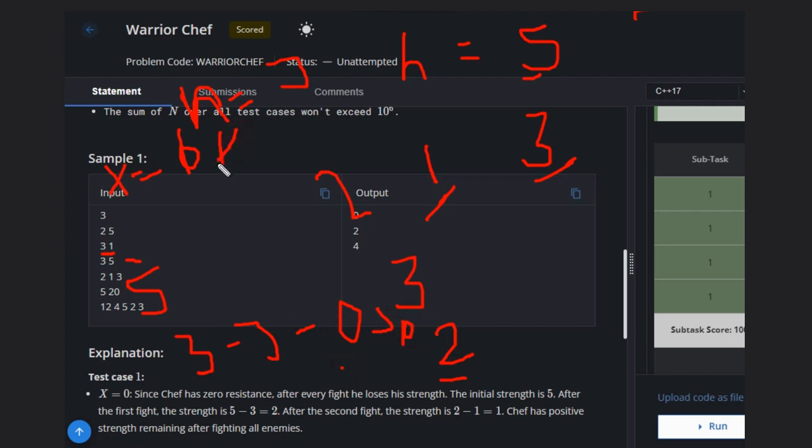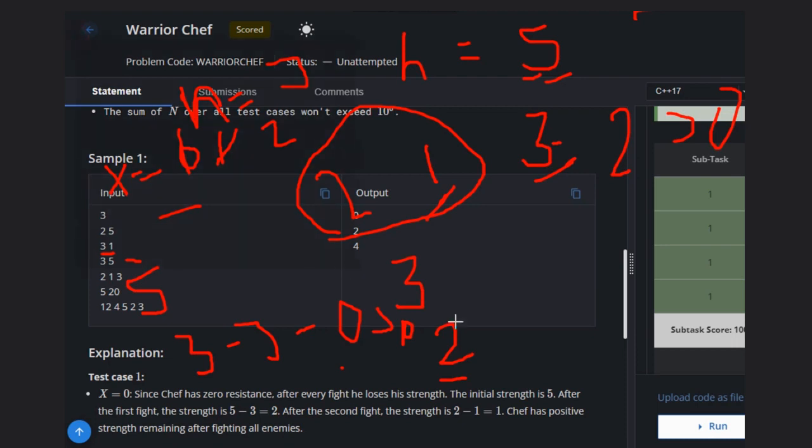Then we can choose 2. If we choose 2, then we can defeat these persons directly without any issue. We have 5 strength, so we can easily defeat this. It becomes 2, that is greater than or equal to 0. So our answer will be 2. Hope you understand this. Now let's talk about how you can solve this problem.